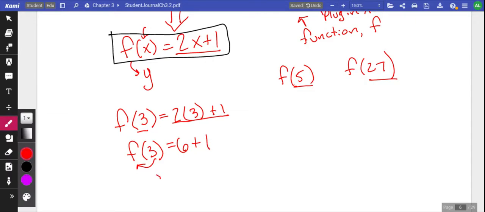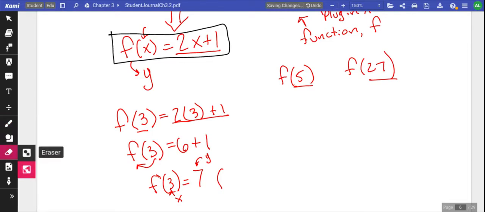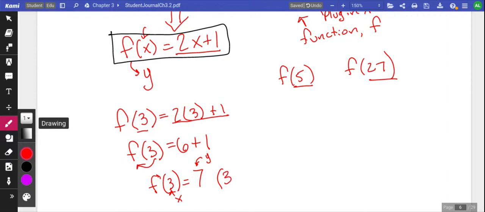And then we can simplify again. f of 3 is 7. Okay, if we wanted to be really fancy, we could say, I know this is my x, that's my input. I know this is my y, this is my output. So I could even say, as a coordinate, okay, when I plug in 3, I get 7. f of 3 is 7. When I plug 3 into that function, I get 7.